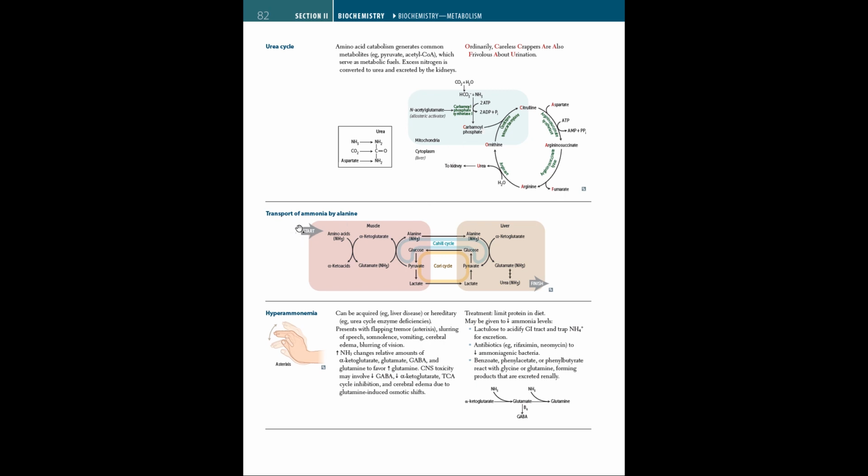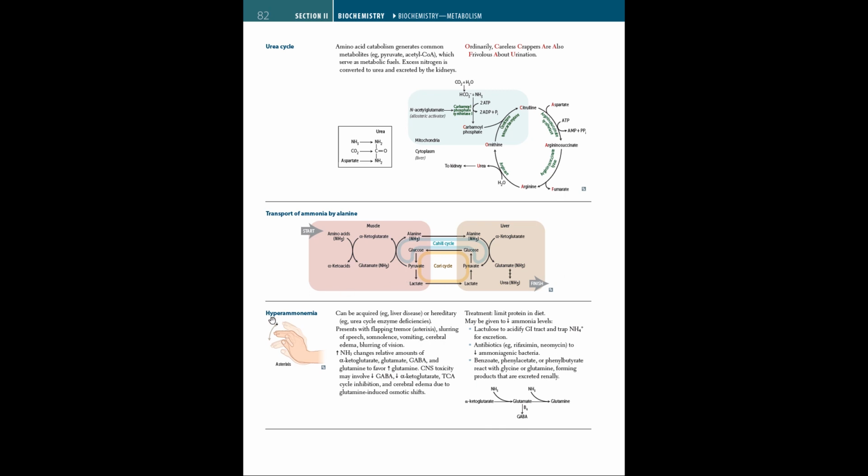Next diagram, we have the transport of ammonia by alanine. And this transport uses both the Cahill cycle and the Cori cycle. And is between the muscle and the liver, muscle being the start of the process and liver being at the end.